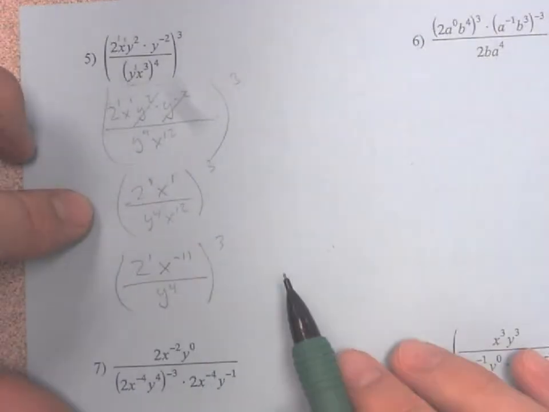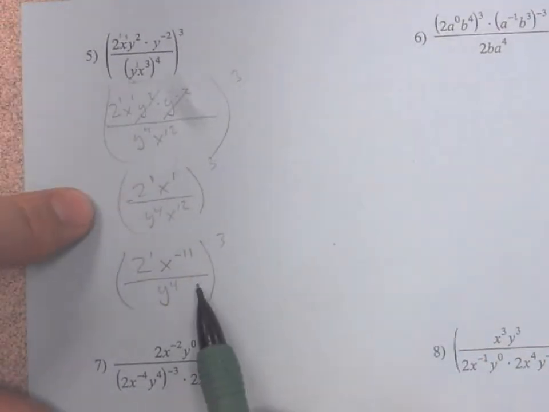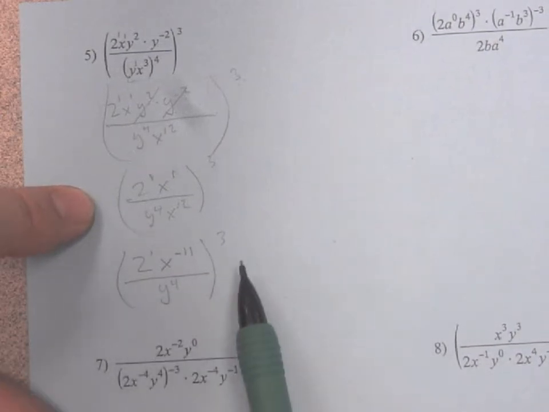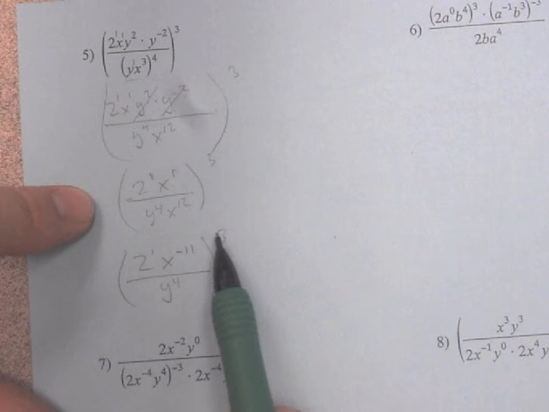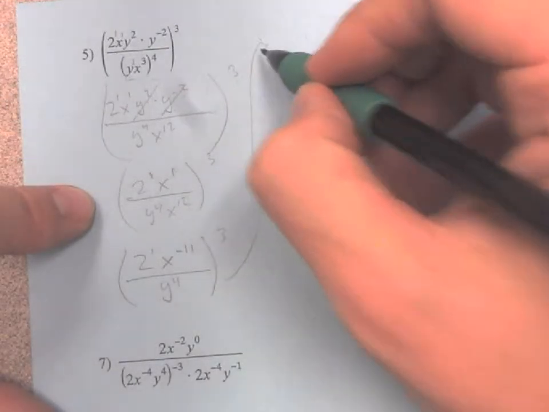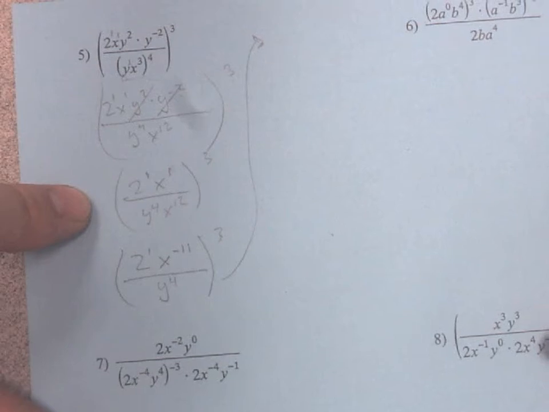Okay? Alright, so now we've got everything simplified within the parentheses. We've done everything we can inside. Now we're going to multiply the exponents and apply our power properties. I'm going to draw an arrow because my work is going to go up here now.